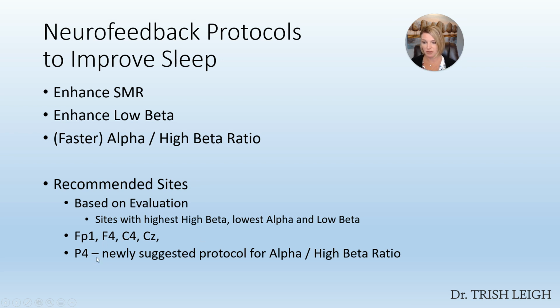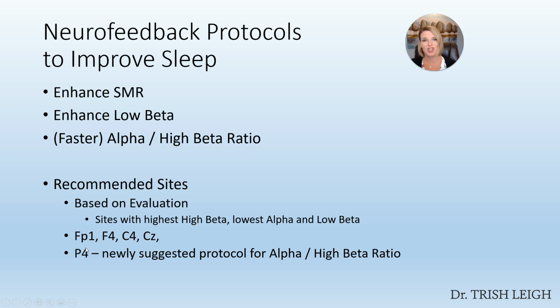So recommended sites for the neurofeedback protocols to improve sleep, always based on evaluation. So what I'm going to share with you next is based on the 2 studies that I'm going to show you in the next slides, but I always evaluate every brain that I'm working with because then I know exactly what that brain needs. So doing a full QEEG brain map is obviously the best and most comprehensive way to know what a brain needs overall. But you can also use EEG to get baselines at different areas to be able to assess which has the highest high beta, which has lower alpha or SMR, and then increase alpha, low beta or SMR, and decrease that high beta.